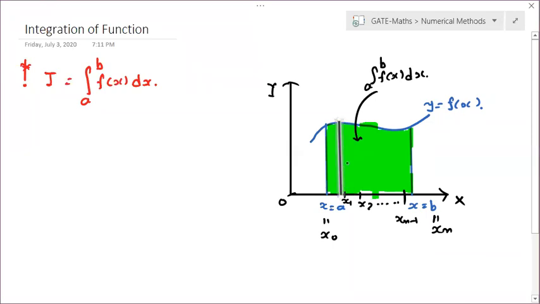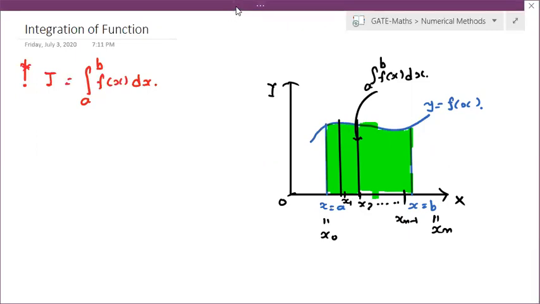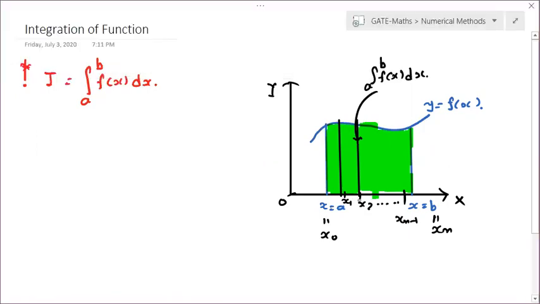Suppose this is the line corresponding to x1. This is your line corresponding to x2. In the same way, we'll get line for all xi's, x1, x2, x3, x4, xn. And the width between all these, x0 and x1, x1 and x2, this width is same. This width is h.